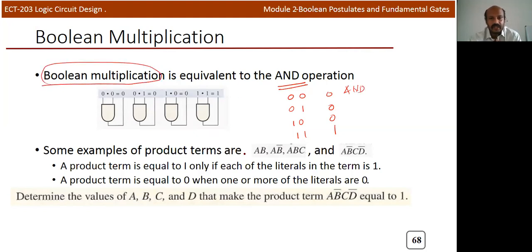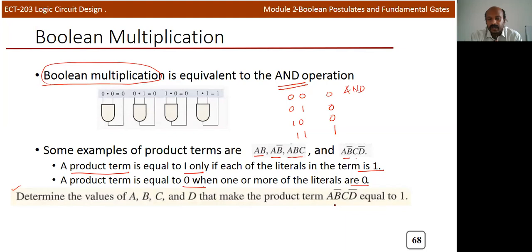It is equivalent to Boolean multiplication, not binary multiplication. Here you can see some expressions: A B, A B bar, A bar B C, A B bar C D bar. Now we can discuss two points. A product term is equal to 1 only if each of its literals is 1, and the product term is equal to 0 when one or more of the literals are 0. Now one question: determine the values of A, B, C, D that make the product term A B bar C D bar equal to 1.